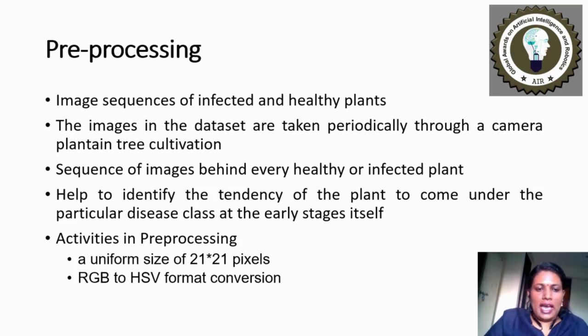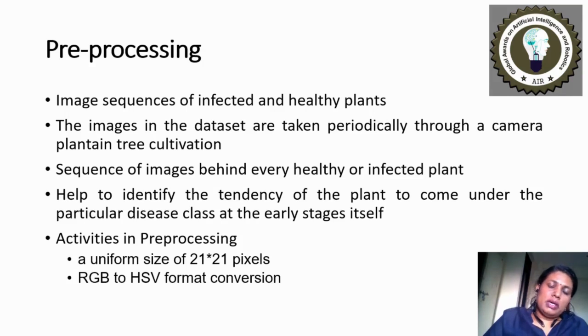Our dataset has sequences of images of various diseases as well as healthy plants. By analyzing these series, our aim is to identify the chance of diseases that may occur in the future. That is why we are analyzing the sequences. With any early-stage changes in the image, we can predict the disease, which helps to identify the tendency of the plant to come under a particular disease class at the early stages itself.